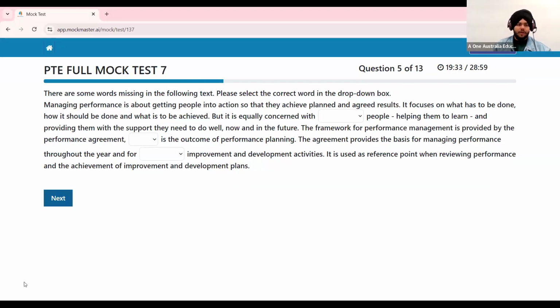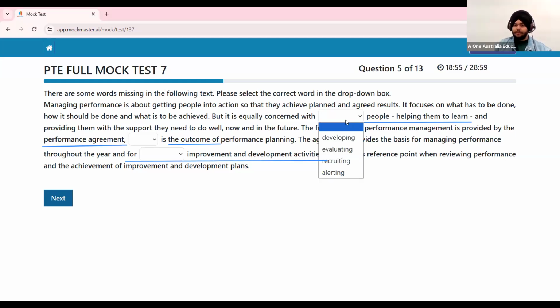Then for the next one. Okay, what I'll do is let's point out some of the things here. But it is equally concerned with dash people, helping them to learn. For the next one, I'll read: dash is provided by the performance agreement. Dash is the outcome. So we're talking about performance agreement, and dash is the outcome of performance planning. And here it says, and for dash improvement and development activities. So this is what I'll focus on only. It is equally concerned with dash people, helping them to learn and providing them. So basically it is helping them and providing them something. So it is not alerting, it is not recruiting, it is not evaluating, developing people.